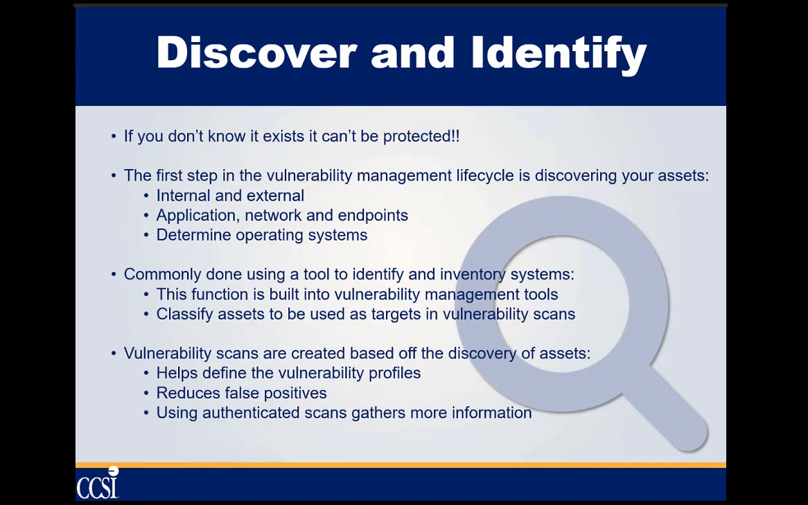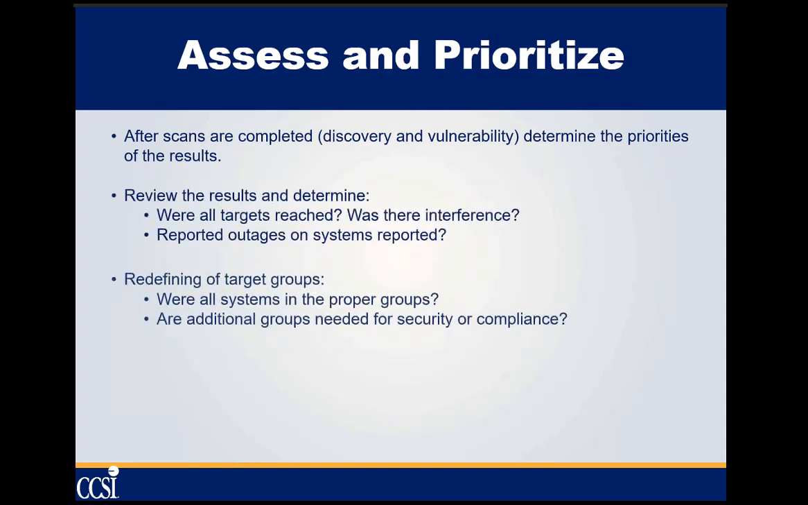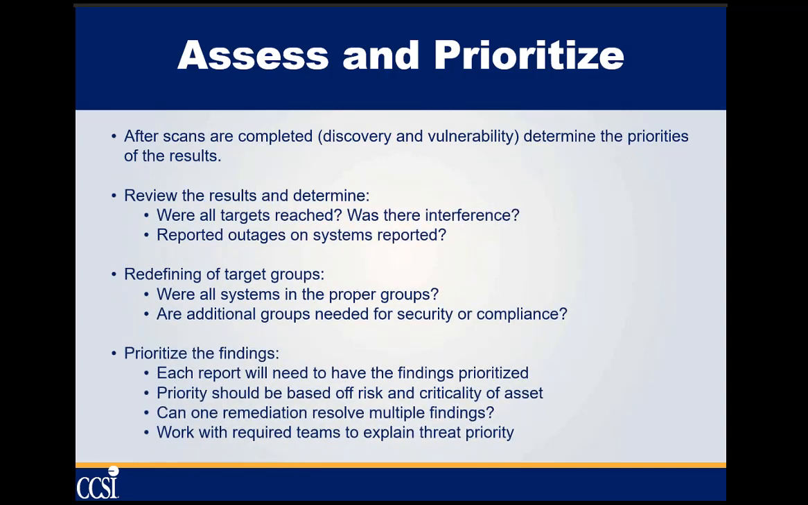So be careful when you do that, because you're going to get a lot of information back, and then it's going to come down to prioritizing. Prioritization and assessing is the next part in this wheel. So once you get those scans completed, the discovery and vulnerability, you need to work with your group or an MSSP like CCSI and really understand, what the heck is this report showing us? Those results are pretty much from the targets, right? So you need to understand what they're showing you.